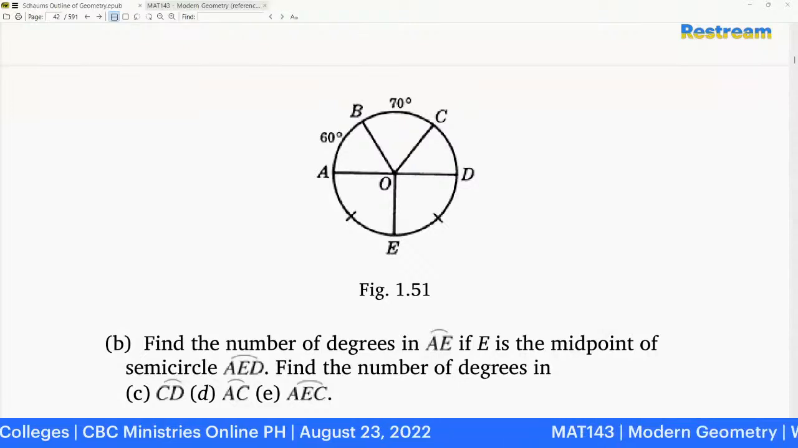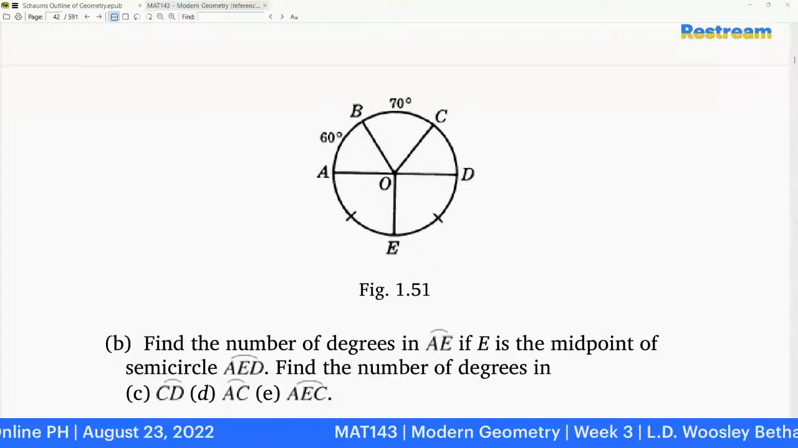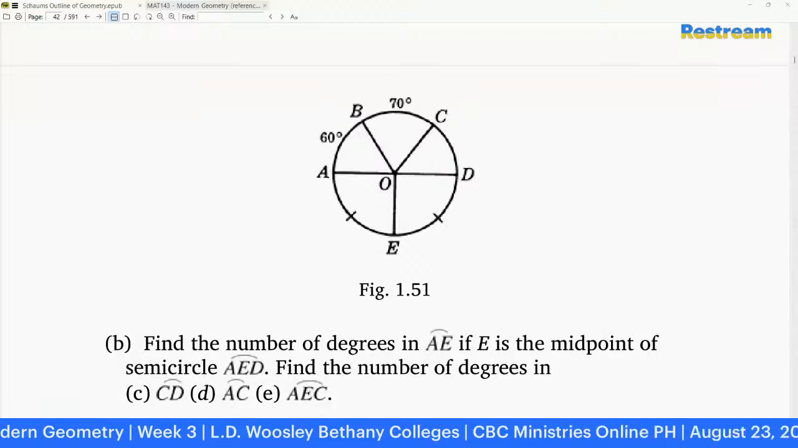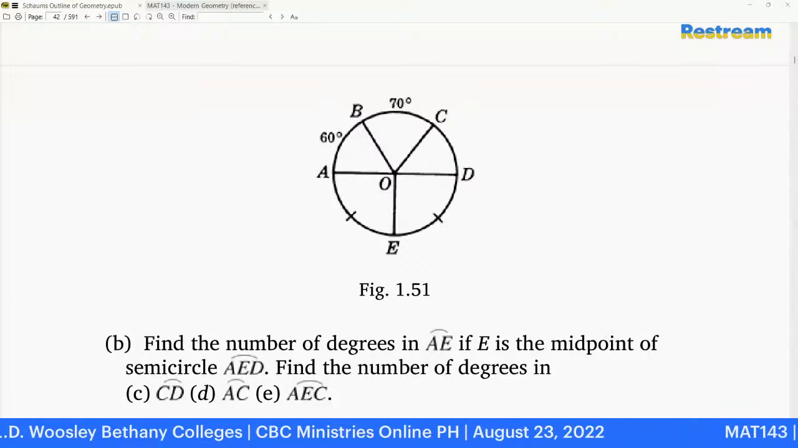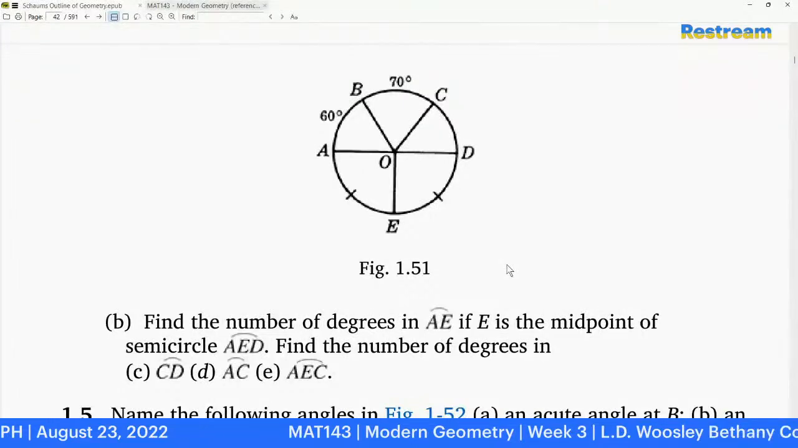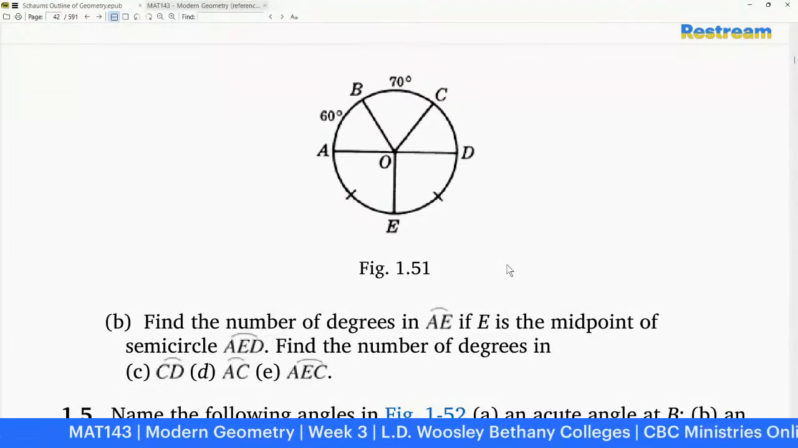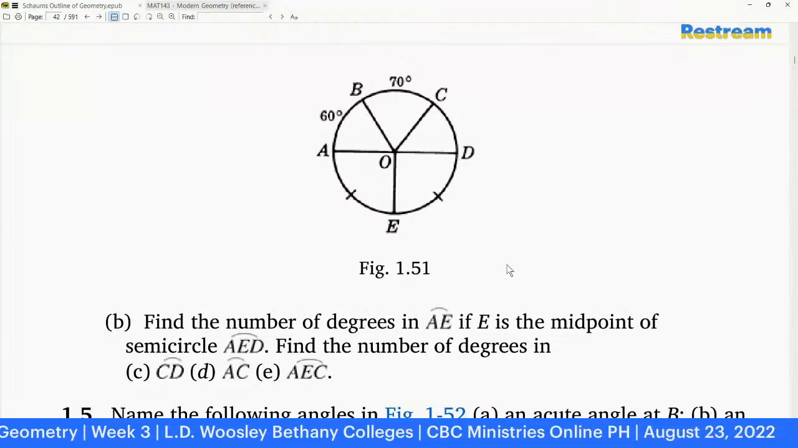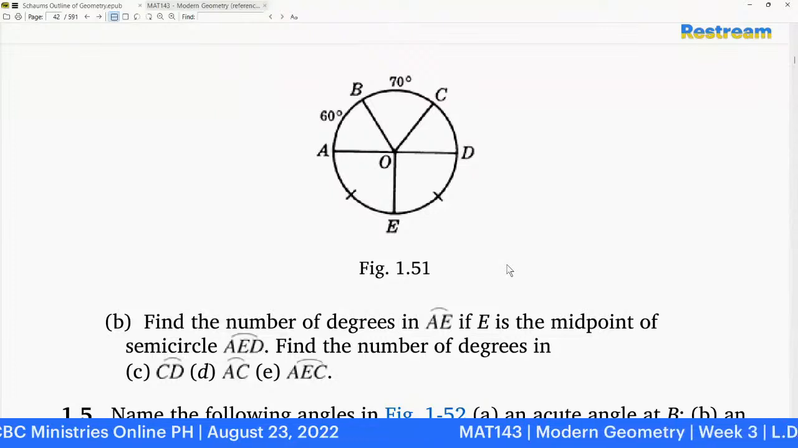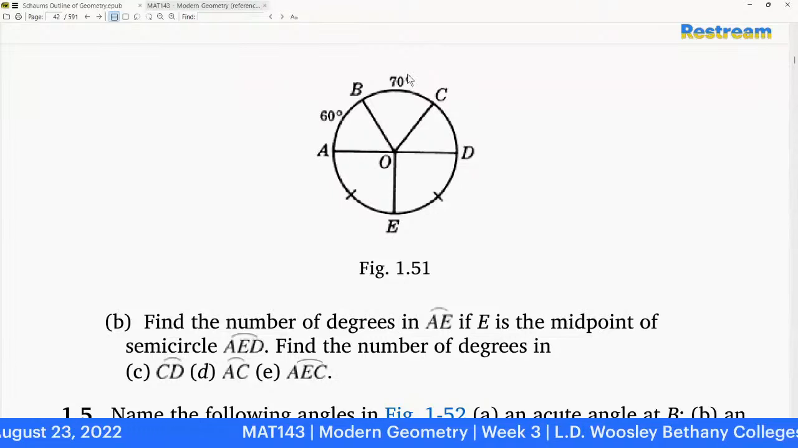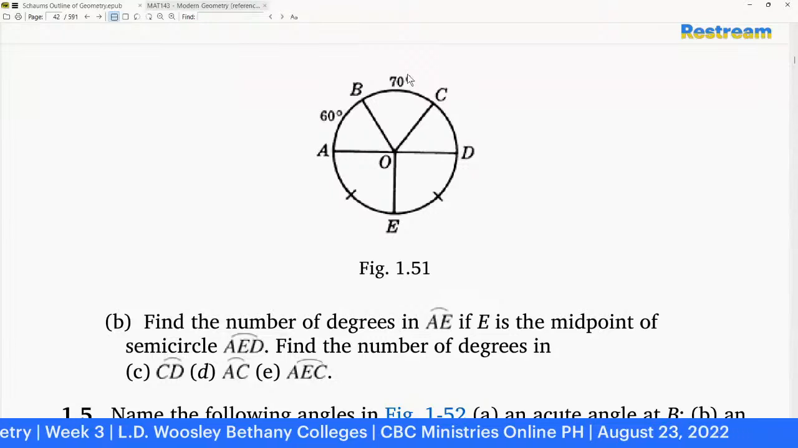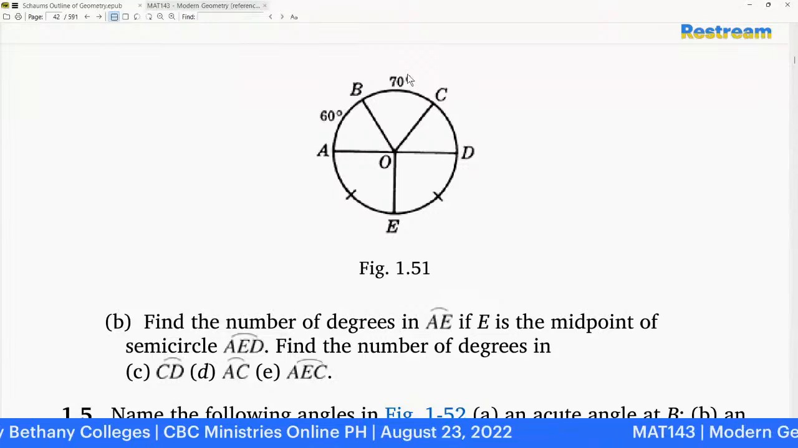Teka, nasaan na tayo? Saan tayo nahinto? Who will answer? So letter C. Who will answer letter C? Find the arc CD. What is arc? Gillian, is that you? Arc CD, what's the answer? Arc CD po, 50 degrees. 50, because of the supplementary rule, no? So 60 plus 70 is tama ba? 130 plus 50 is 180. Okay. Supplementary, correct?